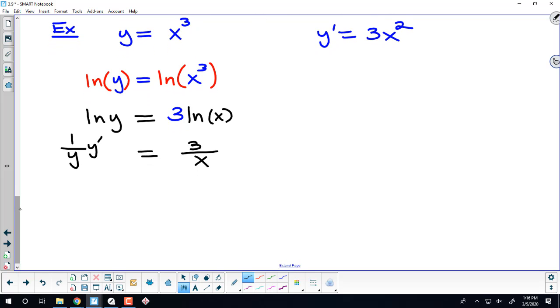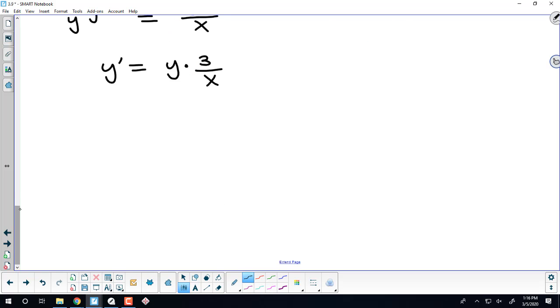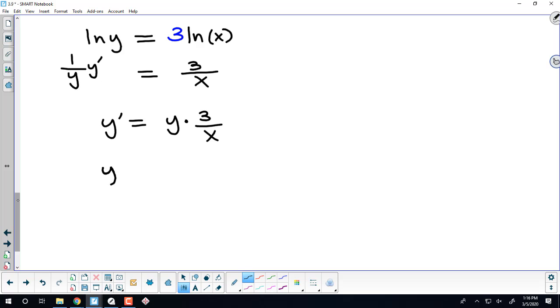Then we need to solve for y prime, which means we multiply through both sides by y. So we have y prime equals y times 3 over x. But what is y? Y is really x cubed. So we have y prime equals x cubed times 3 over x, which gives us our derivative, 3x squared.